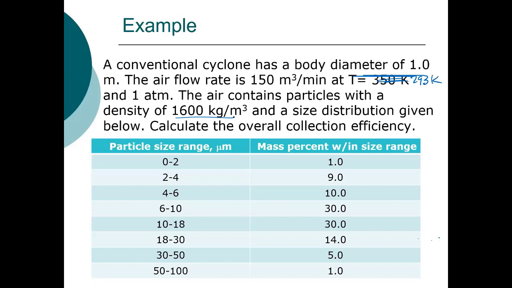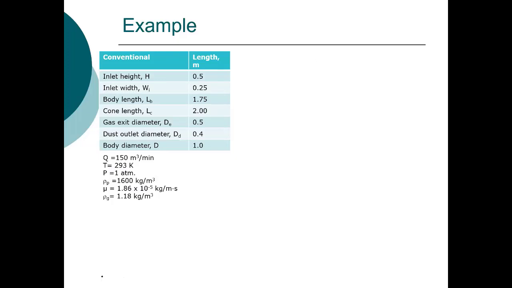So notice, not all of the particles are the same size. About 1% in mass of our particles are between 50 and 100 microns, and about 9% by mass of our particles are between 2 and 4 microns. So that means the removals are much more complicated in terms of calculating the removal efficiencies. So in order to calculate these, we need a velocity.